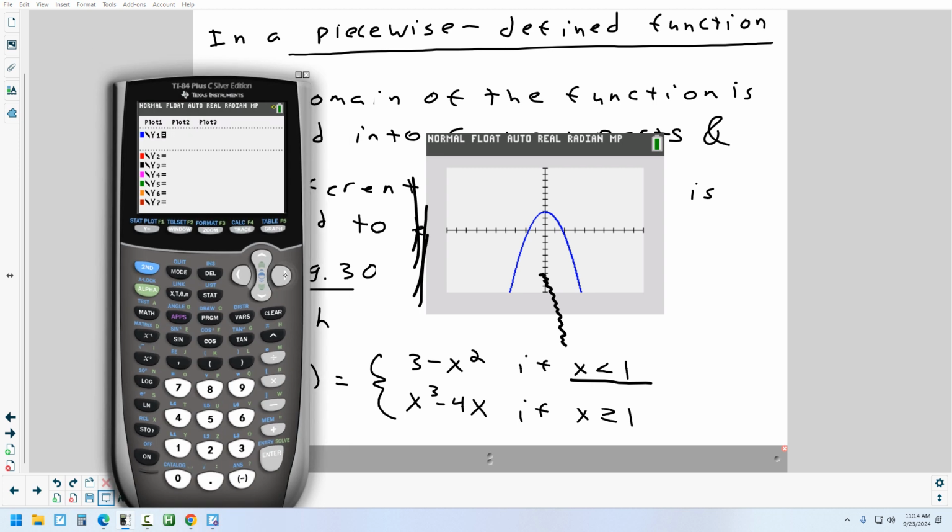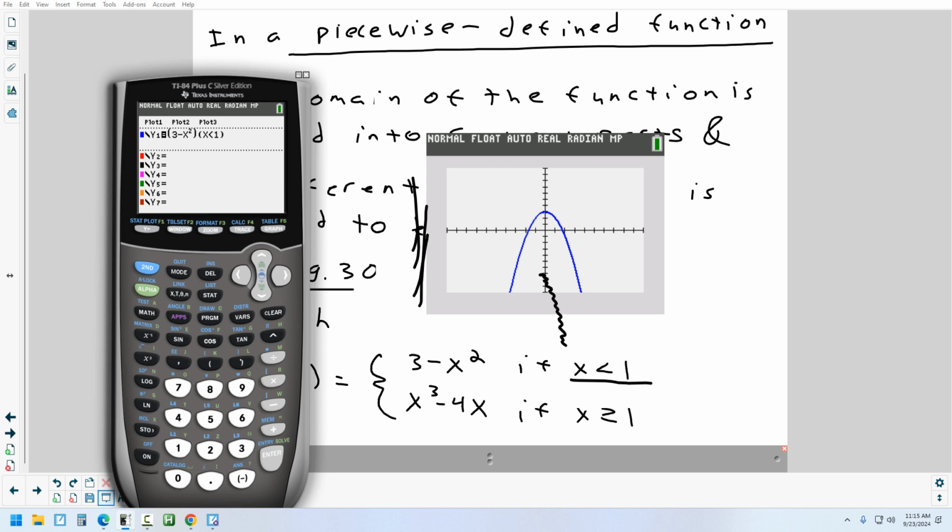So in parentheses, we're going to type in x, and now we need to get the less than sign. I don't think I've shown you where that is yet, so I'm going to show you. You press second, and then you press math. If you press second math, it'll bring up all your inequality symbols. We want the fifth one down. So that's what it should look like.